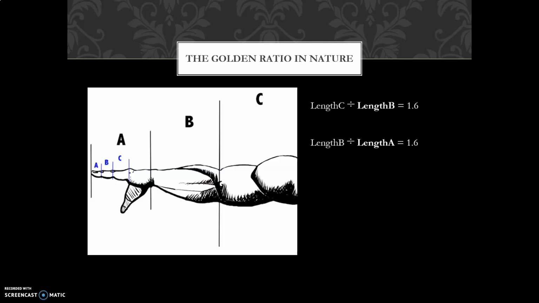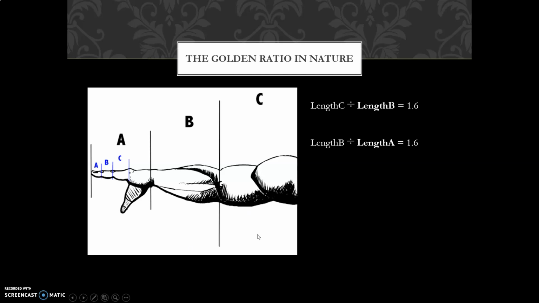And you know, this 1.618, this golden ratio, is found very commonly throughout nature, and it's often called the divine proportion.